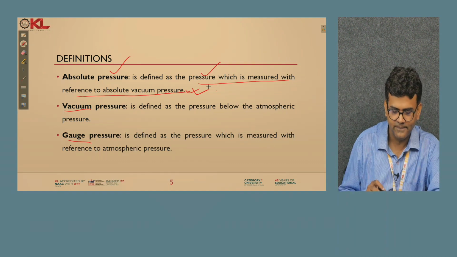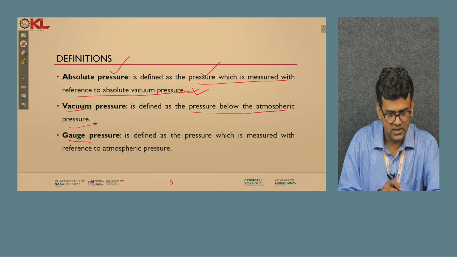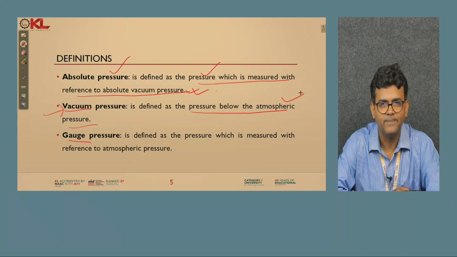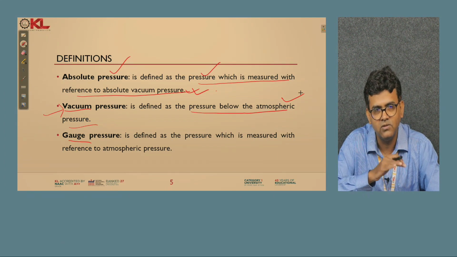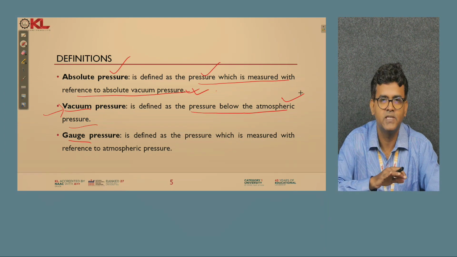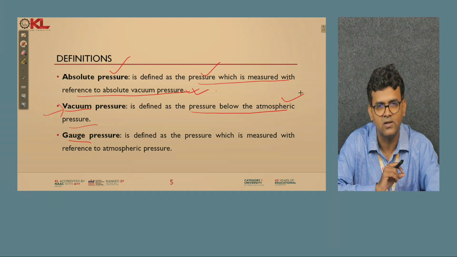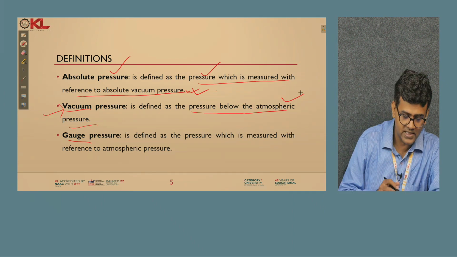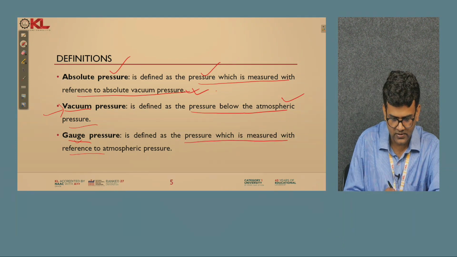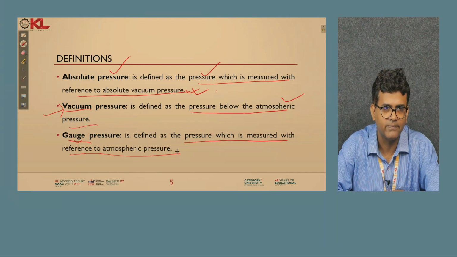Vacuum pressure is defined as the pressure below the atmospheric pressure. That means in case of vacuum pressure, the reference line is the atmospheric pressure. When you measure a pressure below atmospheric pressure, taking atmospheric pressure as the reference line, that pressure is called the vacuum pressure. In gauge pressure, the pressure is measured in reference to atmospheric pressure, and it is above the atmospheric pressure.